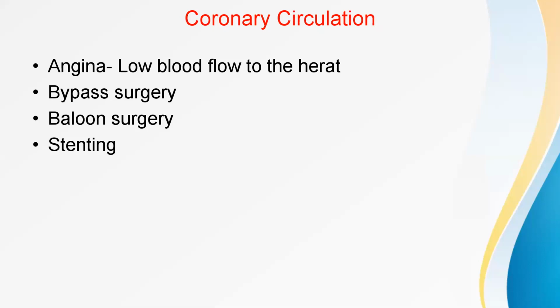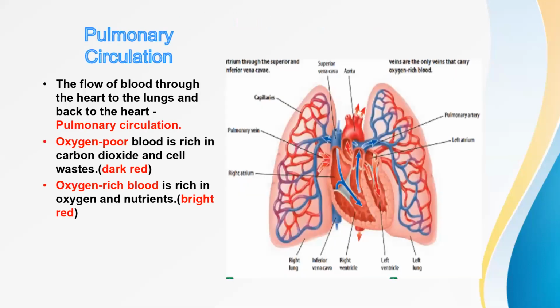The second section in the circulatory system is pulmonary circulation. The flow of the blood through the heart to lungs and back to the heart is called as pulmonary circulation. Oxygen poor blood is rich in carbon dioxide and cell waste. It's also called as deoxygenated blood. The color of this deoxygenated blood is dark red in color.